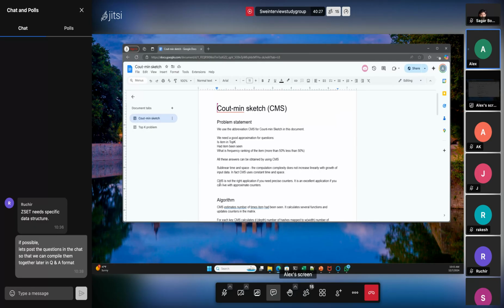Okay. Before we get to details of calculations, CMS is not right application if you need exact precise counters. If you pay $10 for every hit, CMS will overstate your results. And by how much is a different subject, but it will definitely overstate your results. However, if you are not paying $10 for every one hit, it's an excellent application if you can be okay with approximation.